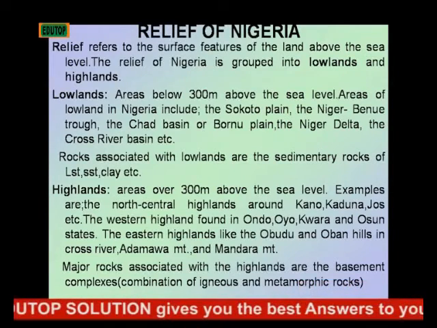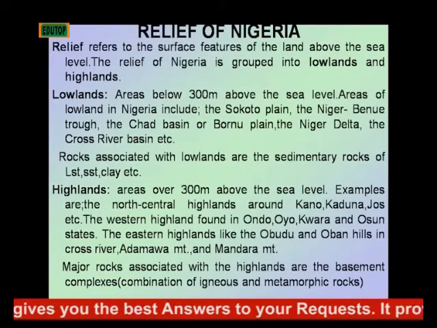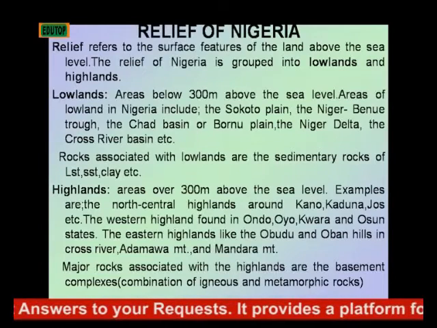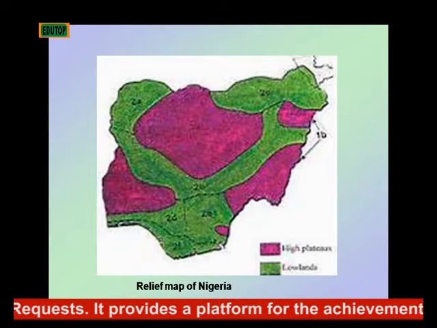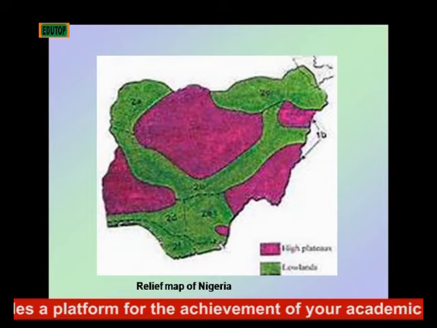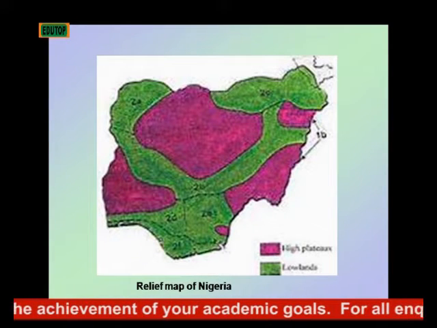Major rocks commonly found in highland areas are the basement complexes. When we talk about basement complex rocks, we are talking about a combination of both igneous rocks and metamorphic rocks. This is a map showing the relief of Nigeria, which is made up of highlands and lowlands.